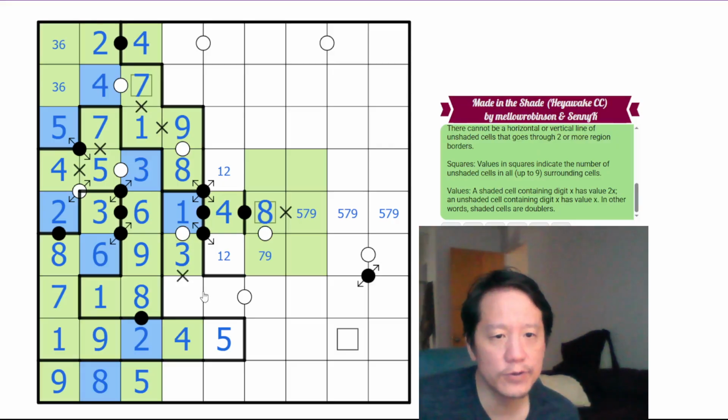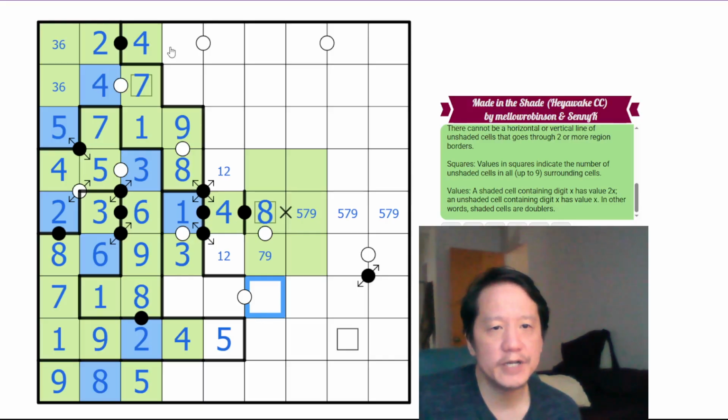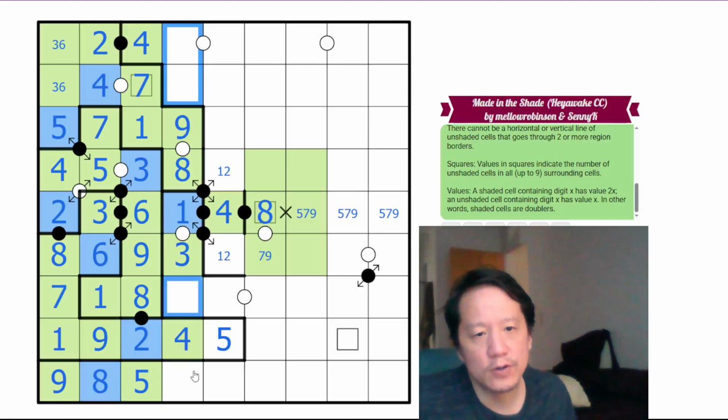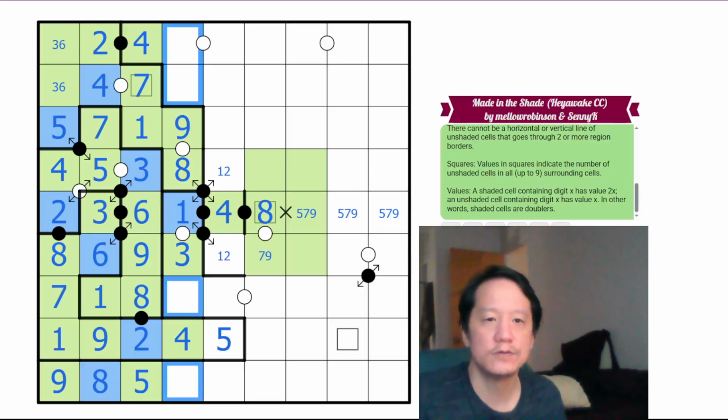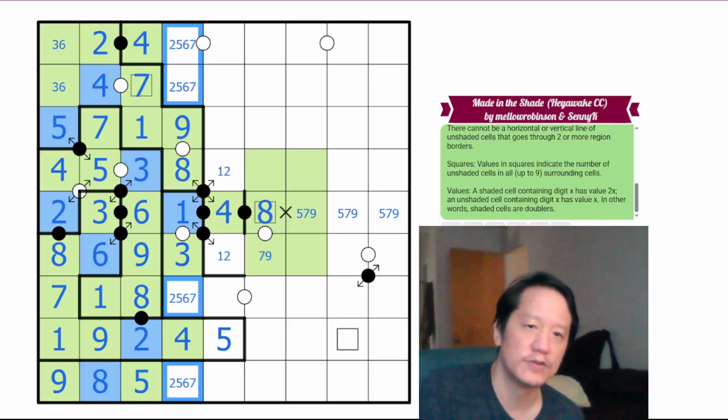So no border. Okay, so let's clean these up. We now have all of that ready. These are the same region. This is 6 of the same region. Remaining digits of column 4. We have 2, 5, 6, 7.